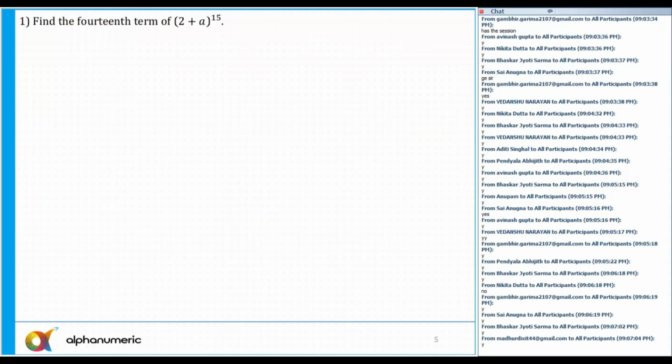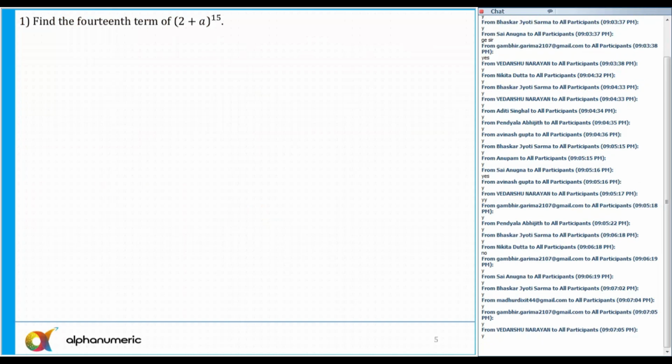All right. So now tell me the answer of this question. Find the 14th term of 2 plus a raised to power 15. What is the 14th term of 2 plus a raised to power 15? Please tell me, all of you. Anyone?